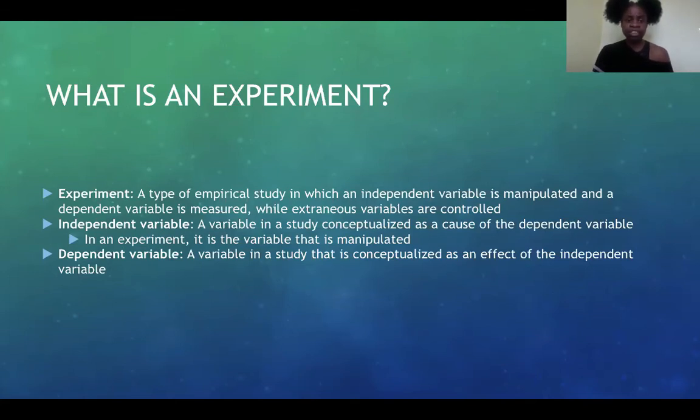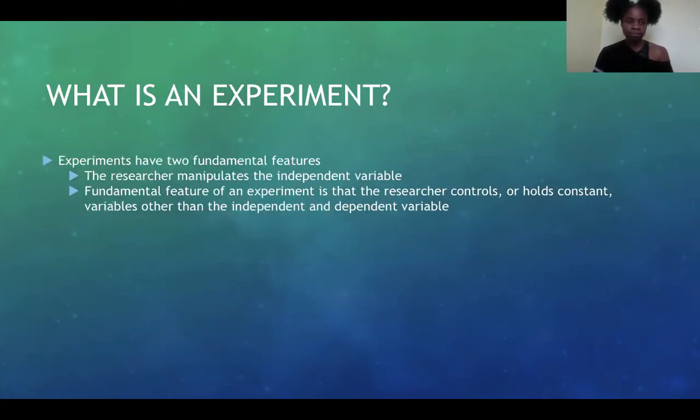The independent variable is a variable in a study conceptualized as a cause of the dependent variable, and the dependent variable is a variable in the study that is conceptualized as an effect of the independent variable, okay? Experiments have 2 fundamental features. The first feature is that the researcher manipulates the independent variable, okay? And the second fundamental feature of an experiment is that the researcher controls or holds constant variables other than the independent and dependent variable, okay? The researchers manipulate the independent variable by systematically changing its levels and control other variables by holding them constant.